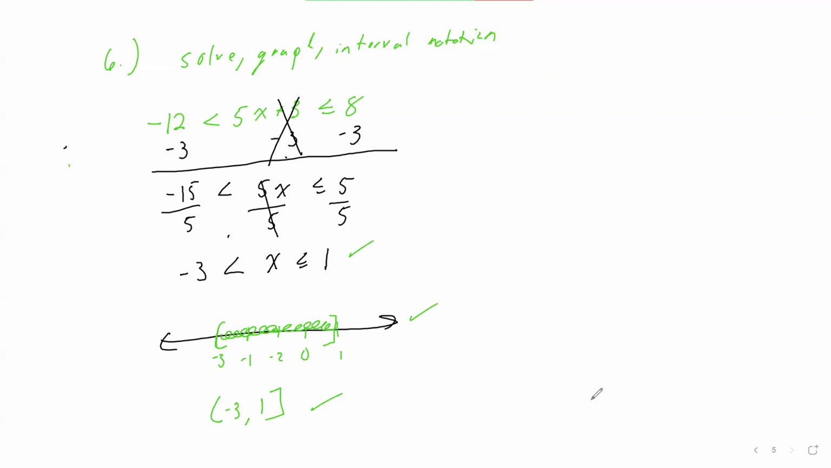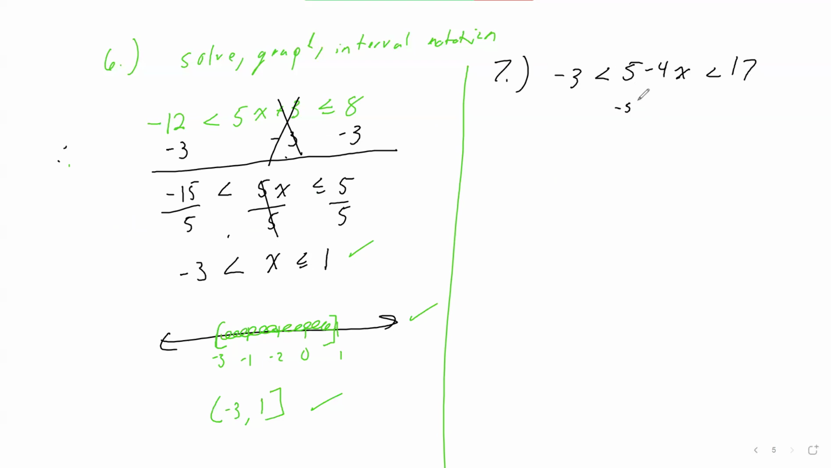All right, let's do a few more of these. So number 7, we're going to do the same process. I have negative 3 less than 5 minus 4x less than 17. Again, I got to get rid of the constant, so I'm going to subtract 5 on all 3 sides.